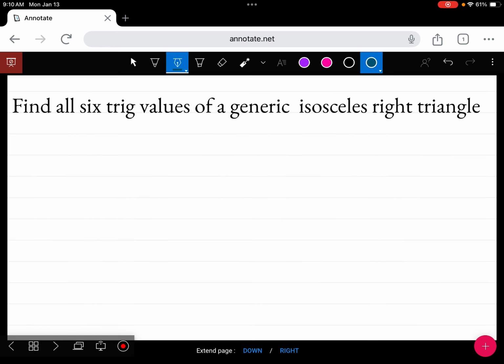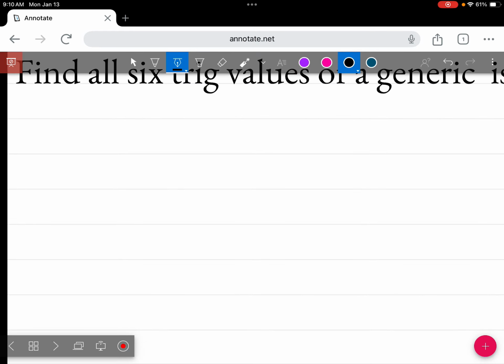So we're going to find the 6 trig values of an isosceles right triangle. That is the information they're giving us. So any kind of generic isosceles right triangle. So we're looking at some triangle. We know it's going to be a right triangle. What do we know about isosceles triangles? Yeah, the two sides are the same.